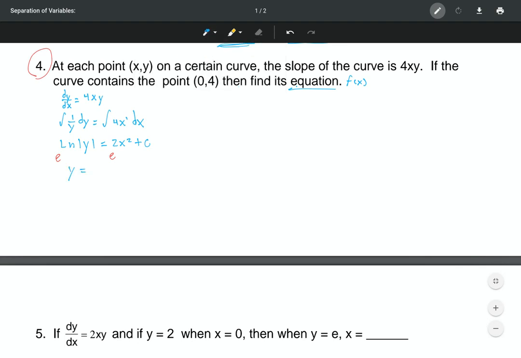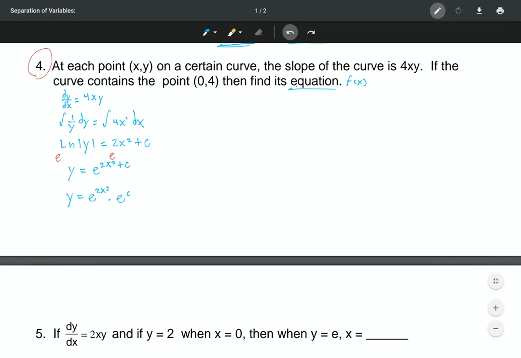All right, so this is going to be e to the power of 2x squared plus c. Now, this is a part that you really need to pay attention to because a lot of kids get lost. Now, I could rewrite this as e to the 2x squared times e to the c. Now, why? Remember, c represents a constant. And e to the c, this part right here, is just a constant, okay?